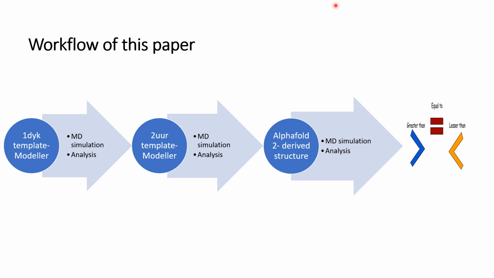Our lab previously used 1DYK template and 2UUR template with Modeler to predict the aminopropeptide domain of collagen 11 alpha 1 chain and carried out some in silico studies. In this study, we will use AlphaFold 2 to predict the structure and compare the three structures.